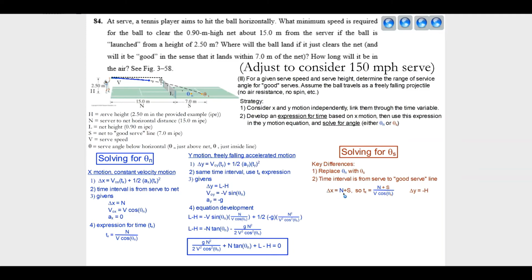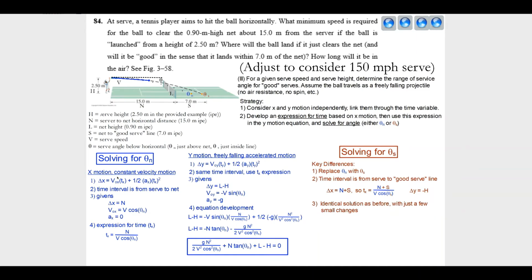Delta x is now n plus s. We have to add that length here to the displacement. The time interval increases because we're going to be in the air a little bit longer. The other thing that changes is delta y is now negative h. We're going to allow the ball to go all the way from the height of the serve all the way down to the ground. Now when we go through and do the solution, we're going to do the exact same process that we did over here.